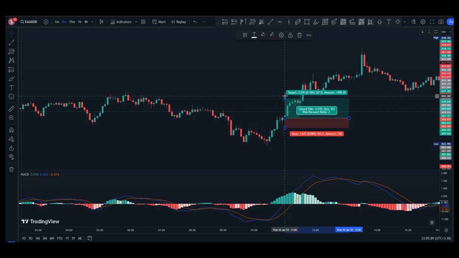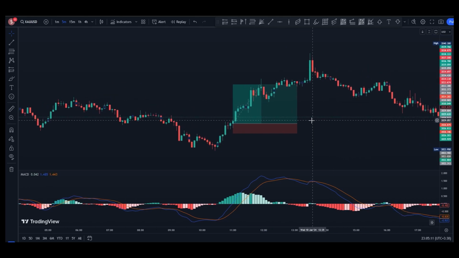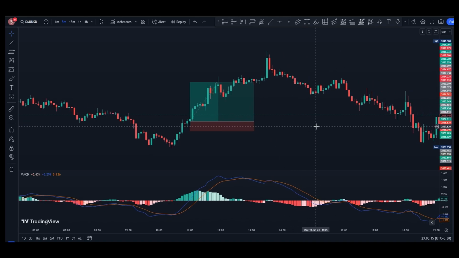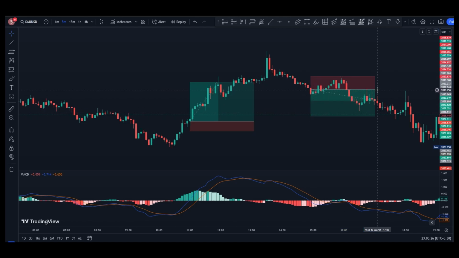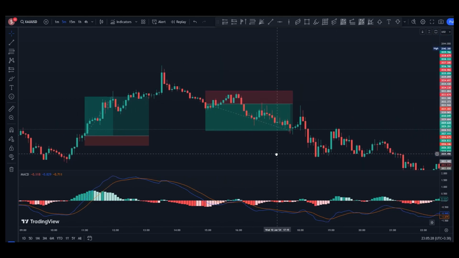Put it on the swings with a 1 to 2 risk to reward ratio. Well, for the short entry, we have a short entry here, and you can personalize it for yourself. As you see, well, it hit the TP too.